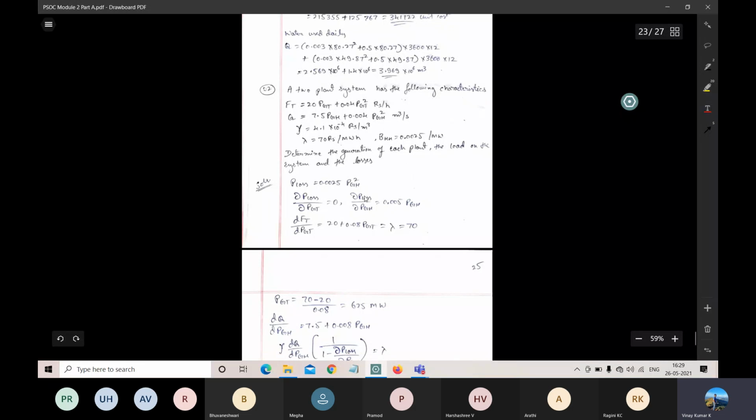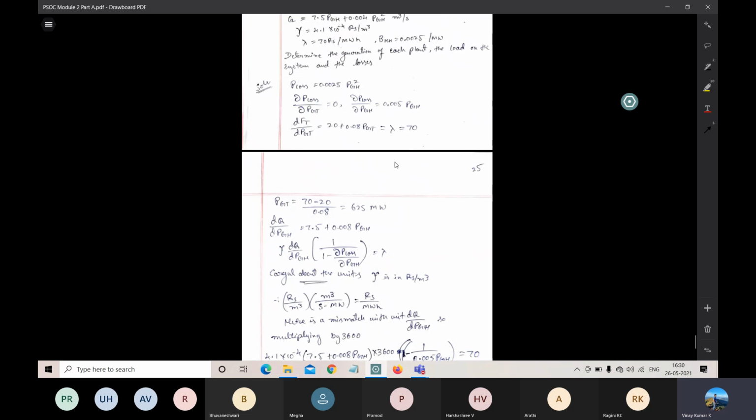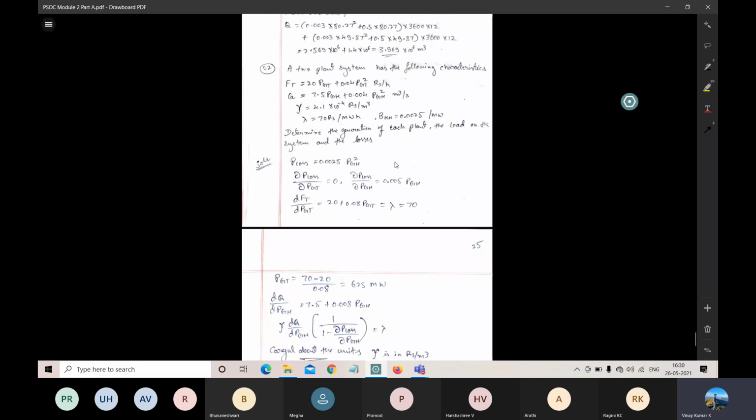Here, dou P loss by dou PGT: there is no PGT term, so it's 0. And dou P loss by dou PGH will be 2 into BGH. So 0.025 into 2 is 0.05, not 5. As I told in the first problem, if FT and Q values are given, just differentiate the FT value with respect to PGT, and the Q value with respect to PGH.